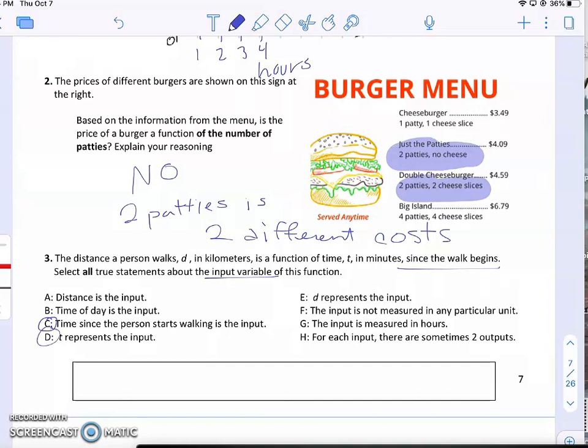D is distance, so that's not the input. The input is not measured in units. Well, it says it's measured in minutes. For each input, there are some 2 outputs. Well, no, because that distance will always be changing.